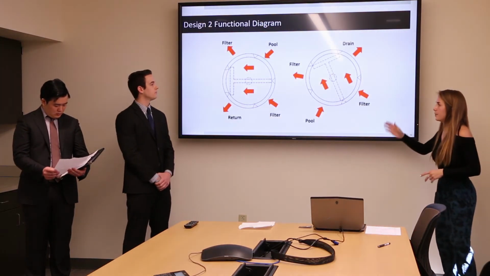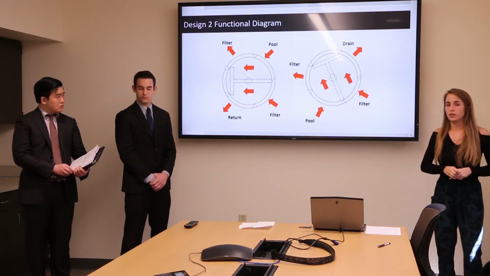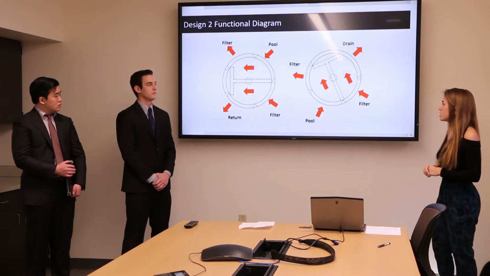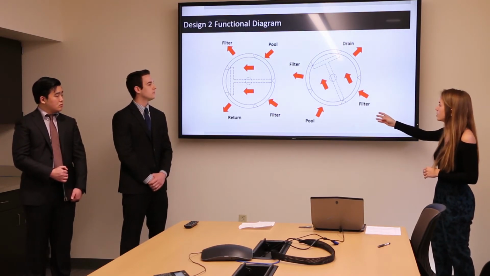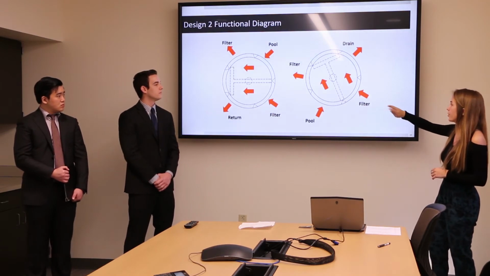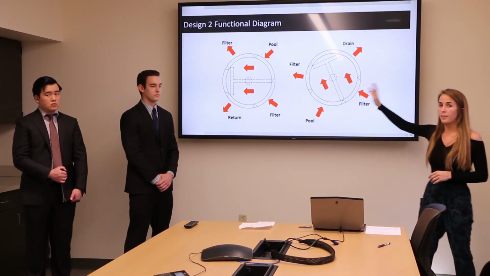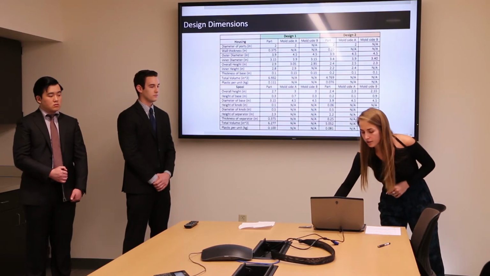So this depicts how our design works in terms of a functional flow. The left is the normal flow and the right is the backflush. As you can see, it goes from the pool through the filter and then to the drain for backflush, and back to the pool for normal flush.